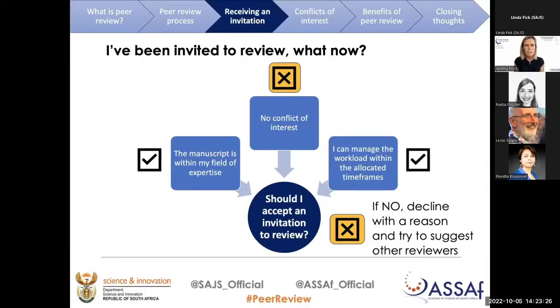And that's really, really helpful, because if you remember that flow chart, those editors are always battling to find peer reviewers. They're battling to find appropriate and willing peer reviewers who also then submit their peer review reports on time. So suggesting alternative reviewers is a big help.